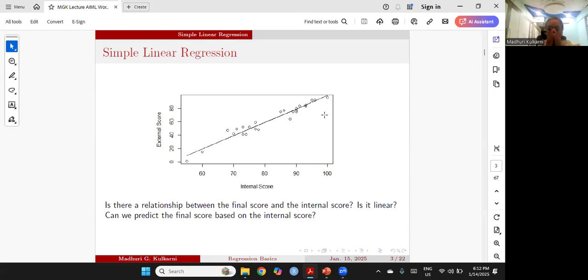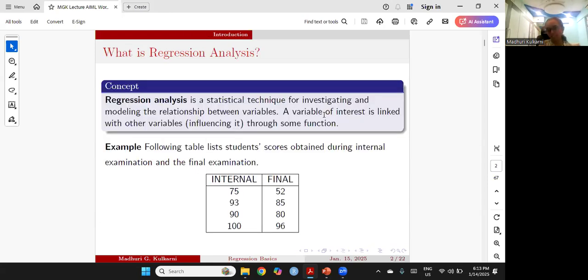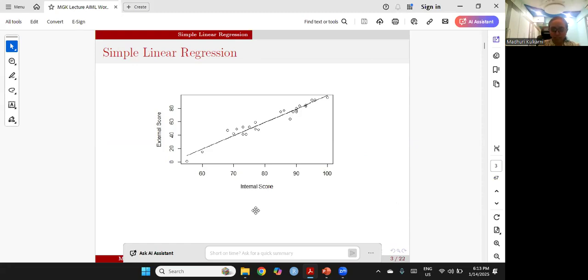Let us now consider the question I have put: can we predict the final score based on the internal score? I have got the data, so why do we want a linear regression model? Let us look at the data again. This is just a snapshot of the data, not the entire data. The data contains more points, but you can see that I have values, internal score 75, internal score 93, 90, 100. So very different values are there. Some students have got as low as 60 marks in internals, and so their external score is very low, whereas one student has got 100 marks in internal, so his external score is very high.